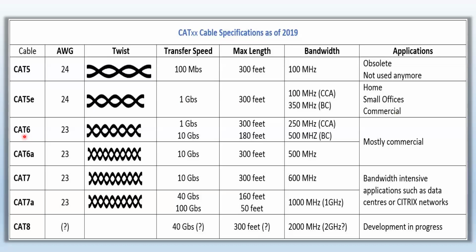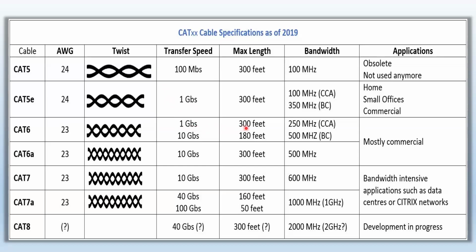Now, Cat6, I'm not going to go through all of them. I'm going to stop at Cat6 here. Cat6, you see the gauge, the wires are becoming thicker because it's gauge 23 as opposed to 24. It has a tighter twist. It does have that separator. Now, the transfer speed of the signal is 1 gigabit per second up to 300 feet.